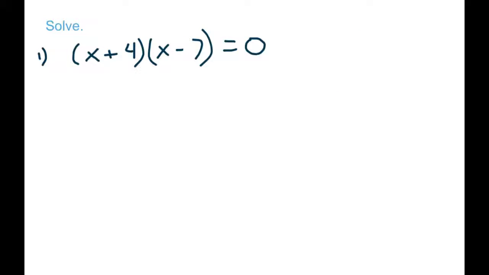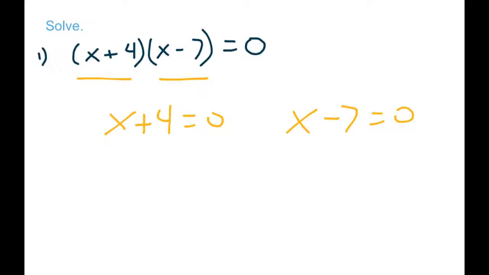Alright, so we'll start off with this. The quantity x plus 4 times the quantity x minus 7 equals 0. Now if we think about this, if you're going to multiply two things and the answer is 0, then one of those has to be 0, because 0 times anything is 0. Or maybe both of them equal 0. So this quantity or this quantity must equal 0. If that's the case, then let's set it up that way. X plus 4 must equal 0, or x minus 7 equals 0, or maybe they both do.